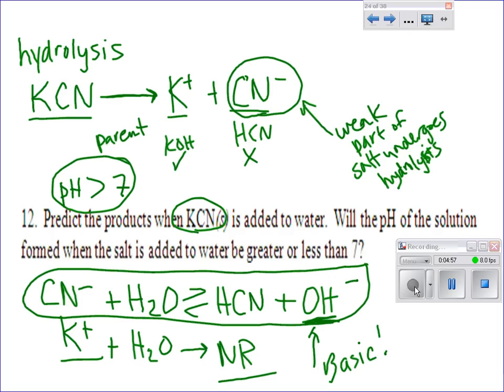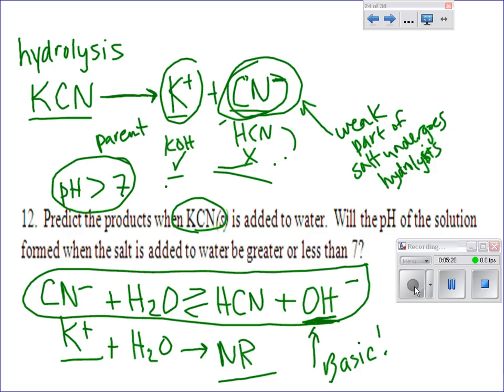So in short, you always take the weaker part of the salt, add it to water to make your equation, which we will then put in a rice table and treat like every other problem we've done so far. Does everyone understand what I mean by the weaker part of the salt? You look at what the parents were, and whichever parent is weaker, that's the ion, the CN negative, that's going to undergo hydrolysis. The strong one is always soluble. It's not going to react with the water.